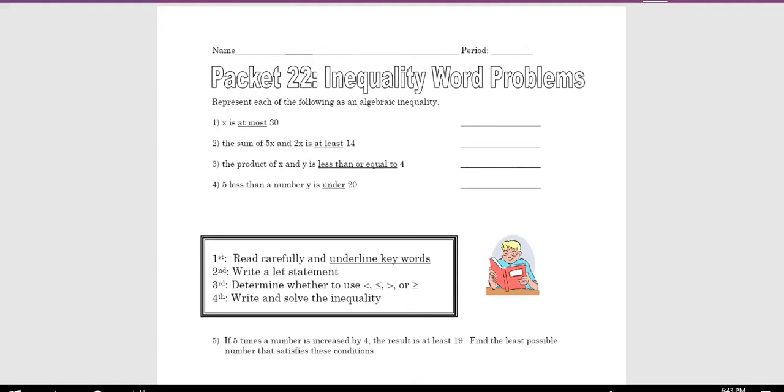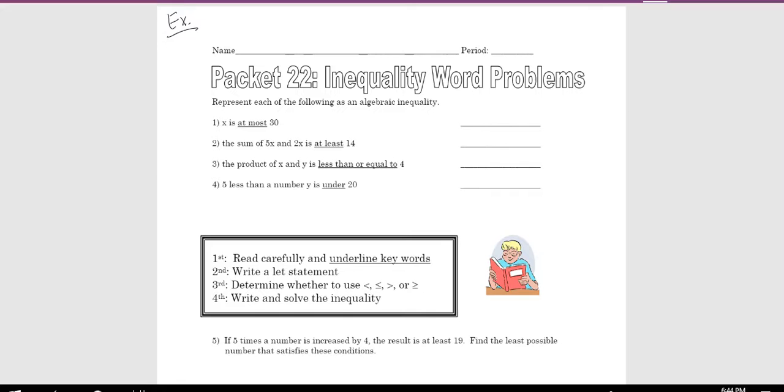Hi, today we are going to be working on this inequality word problems packet. I want to show you an example so you know how to do the rest of the packet. So, example. The first part of the packet, you are given a phrase or a sentence and you have to represent it with an algebraic inequality.